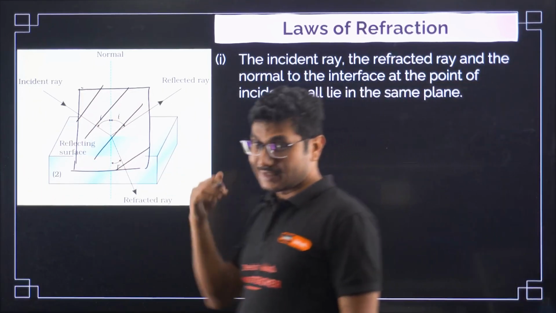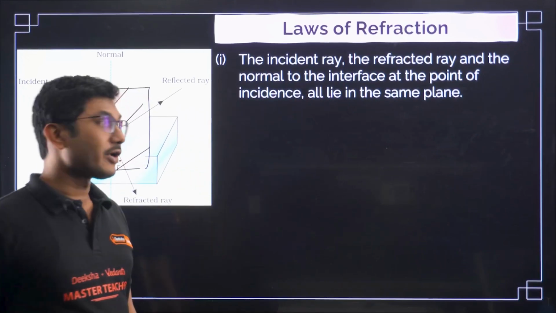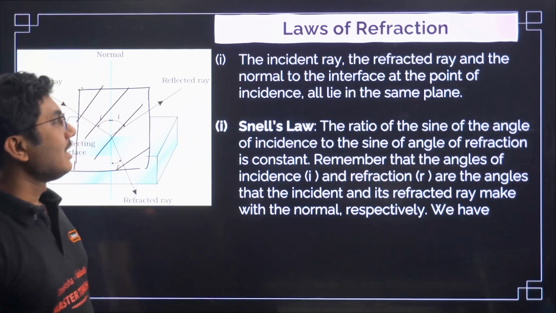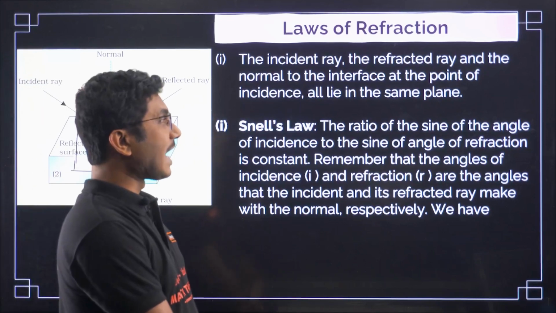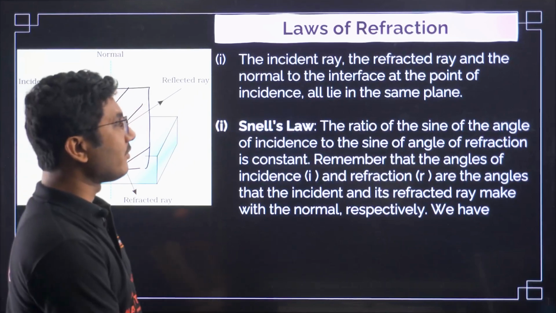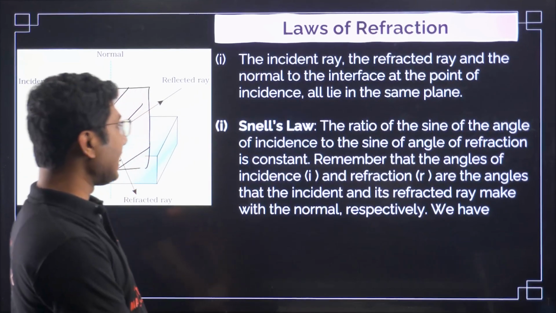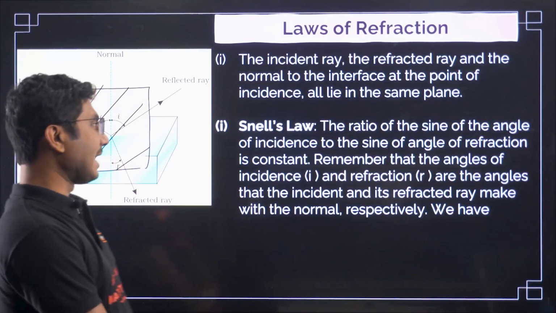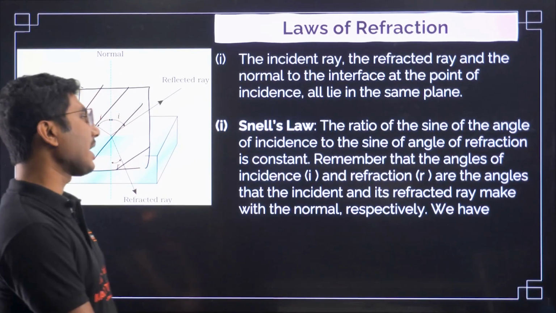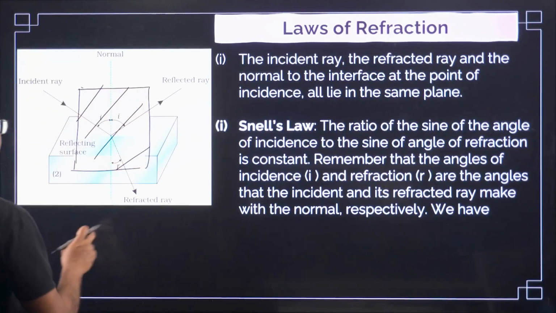This comes first, and the second law of refraction is very important. It is also called Snell's law. It states that the ratio of the sine of the angle of incidence to the sine of the angle of refraction is constant. Remember that the angle of incidence i and the angle of refraction r are the angles that the incident and refracted ray make with the normal respectively.